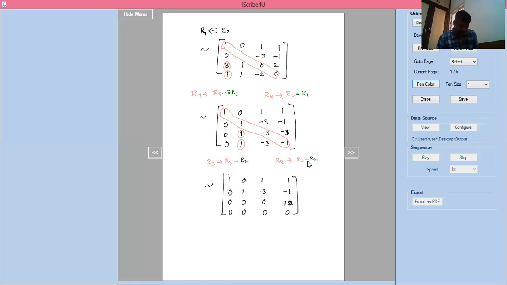Now we take the rank of A, the number of non-zero rows. The number of non-zero rows should be 2. Rank of A is 2. With this, we are completing the echelon form and rank of a matrix.